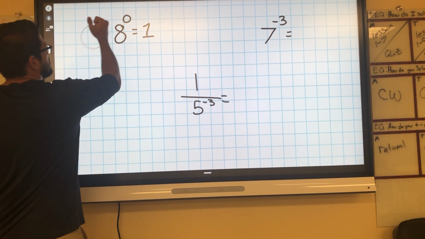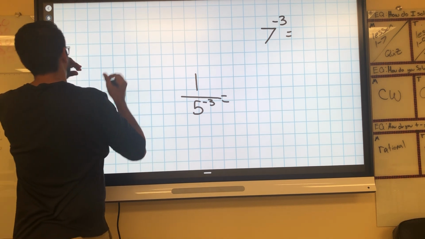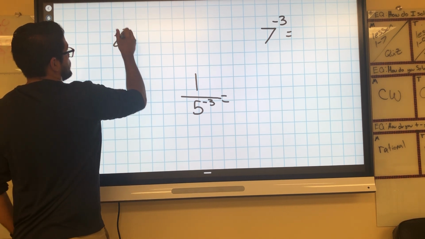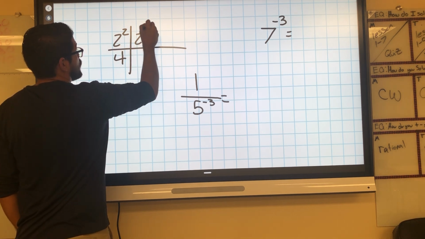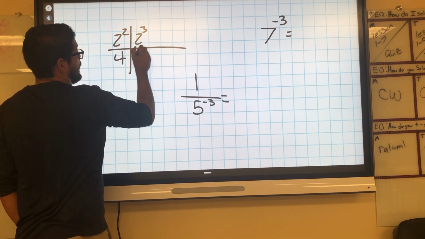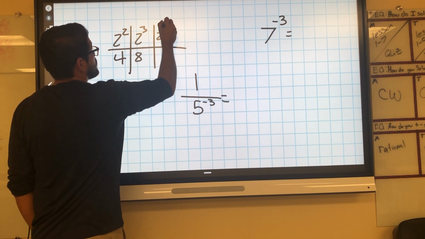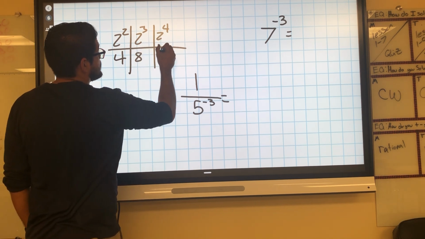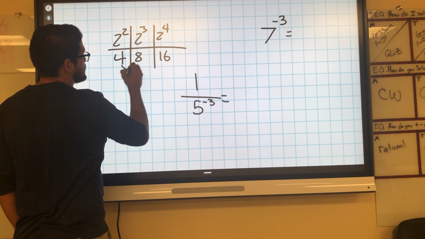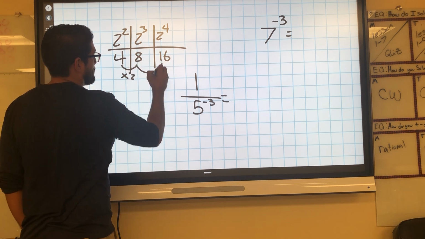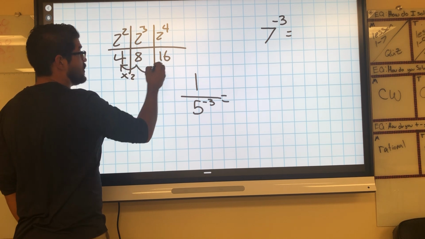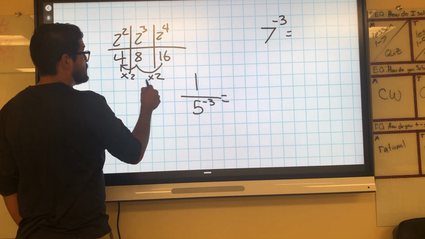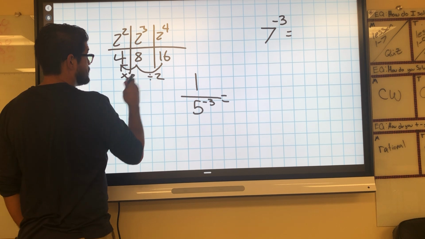Now, I've explained this in class before, but just in case. So 2 squared, we know, is 4. 2 to the third power is 8. 2 to the fourth power is 16. So if you haven't noticed, it's multiplying by 2. Okay? Well, if you were to go the other way, it would be dividing by 2.